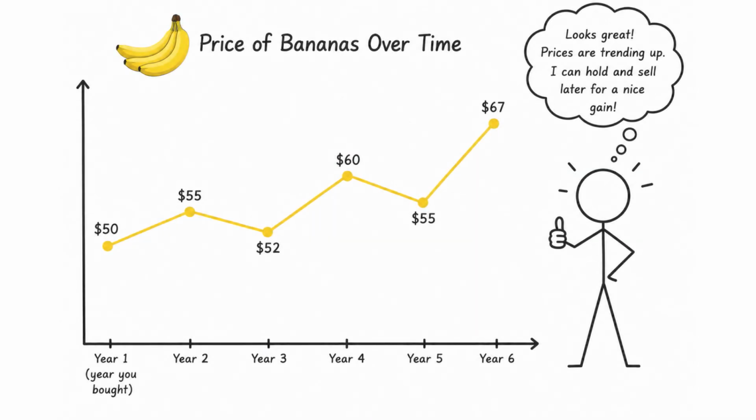But let's say bananas, on the other hand, have a steady increase year after year, where one year they're 50, the year after that they're 55, year after that they're 52, year after that they're 60, year after that they're 55, year after that they're 67. So it's really up to you how you want to spend your money based on how much risk you're willing to tolerate. And that leads us to another strategy known as diversification.